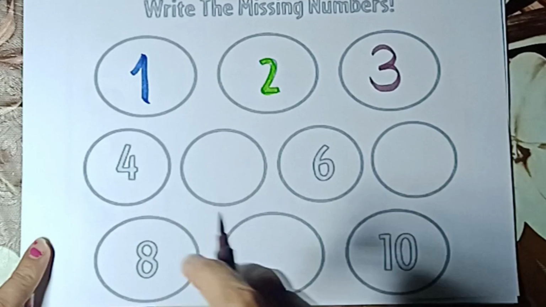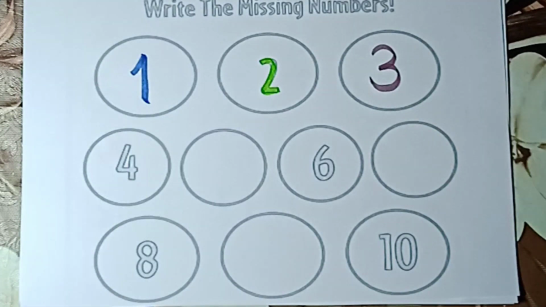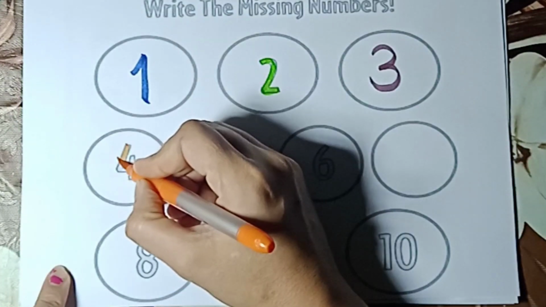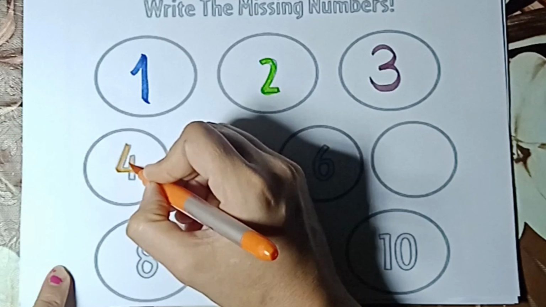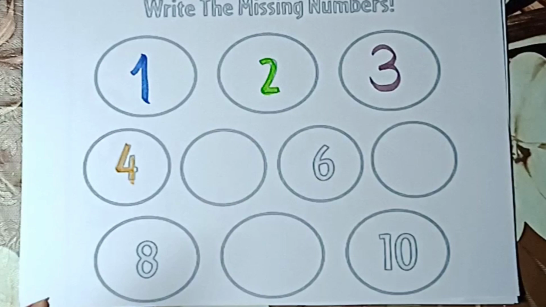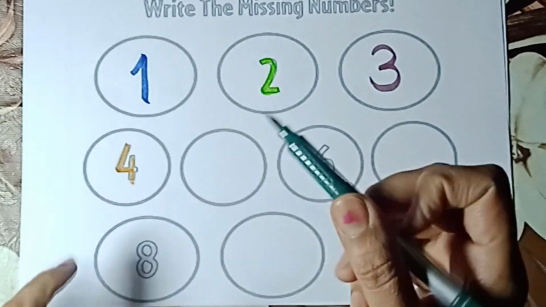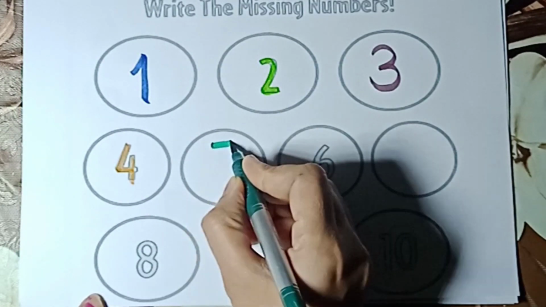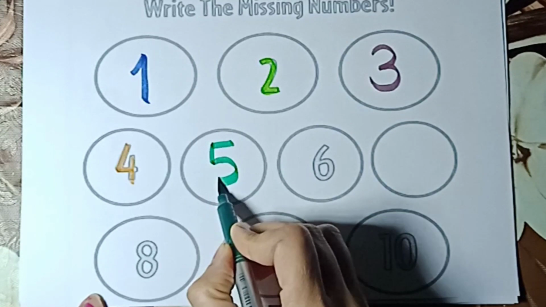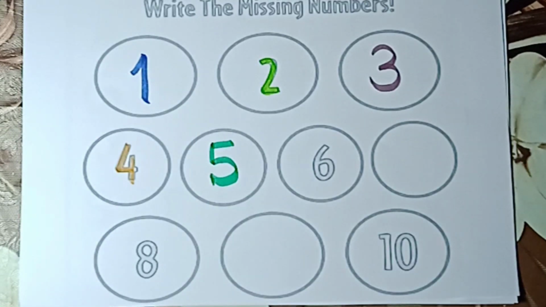This one is a 4. So we need to trace it with orange color. Orange color 4. It's a 4. And what comes after 4? 5. It's a dark green color. Right here 5. Very good.